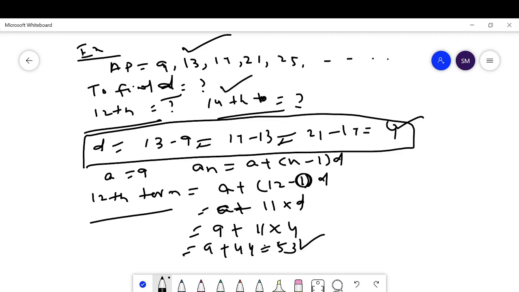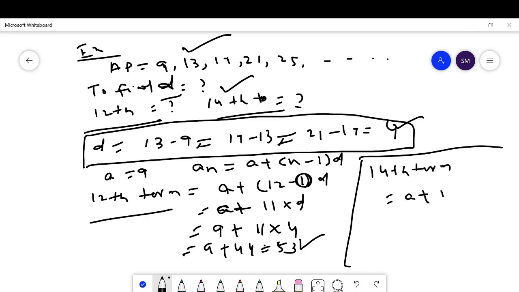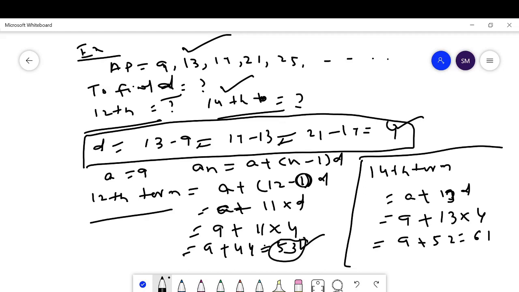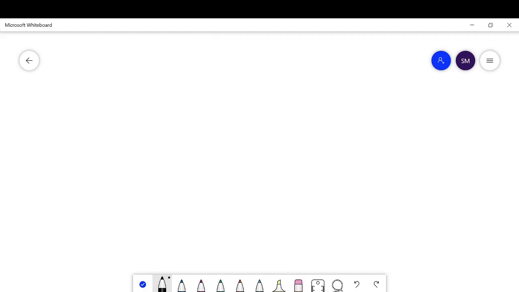Then we have to find the 14th term. The 14th term is equal to a plus 13d. Here a is 9 plus 13 into 4. Then 9 plus 52 is equal to 61. Here the 12th term is 53 and the 14th term is 61. In this way we can find any term, because we know that the nth term is equal to a plus n minus 1 into d. Then next, another example.